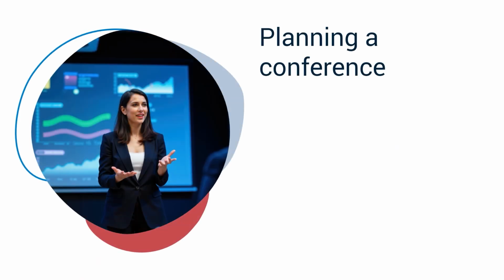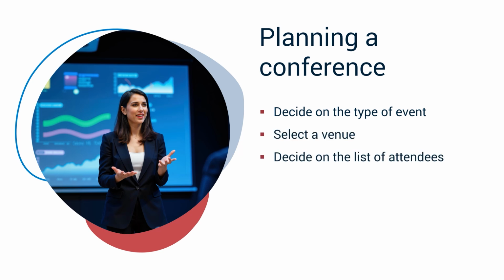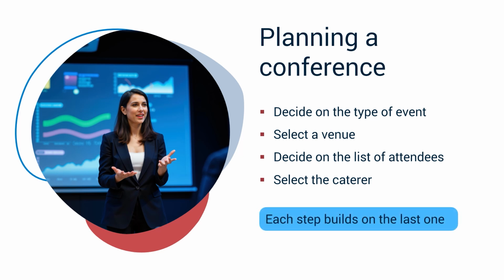Imagine you need to plan an annual conference and offsite. The first step is to decide on the type of event, such as a formal event or semi-casual gathering. Next, you would choose the venue and decide on the list of attendees. Then, you need to decide on the vendors, like a caterer, and any other logistics requirements based on the number of participants. Each step builds on the last, ensuring that all aspects of the event come together.